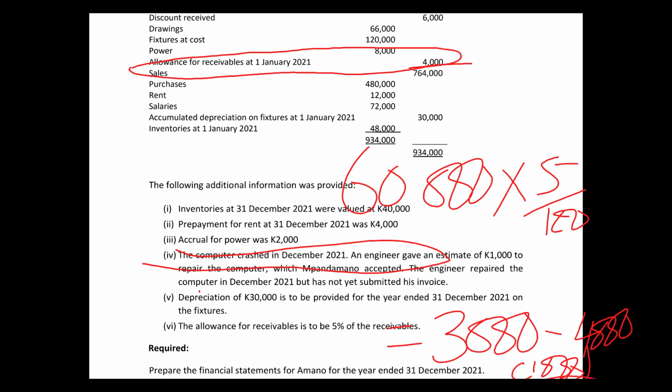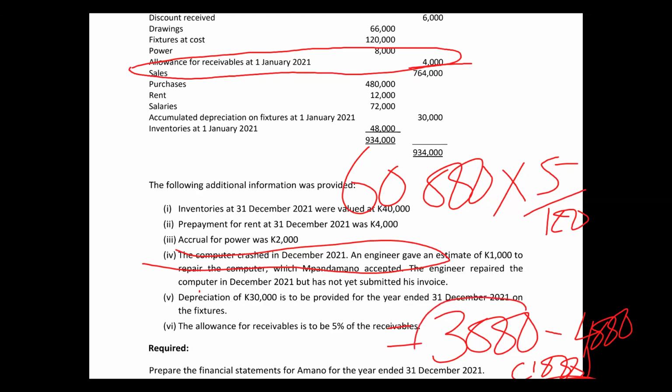Since it's a reduction, this 1,000 will be added under other incomes just below the gross profit. This 1,000 is an income to you if it's a reduction. But if it were an increase, that would have been an expense to you. The increase in the allowance for receivables is an expense. So this 1,000 would have been put under expenses. You just have to ascertain whether it increased or decreased. Now that it decreased, it is an other income.